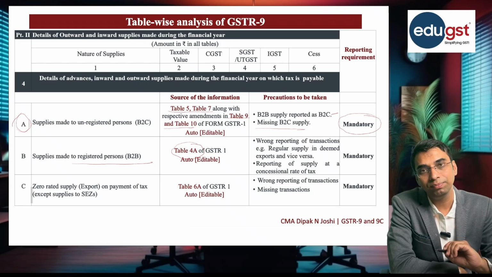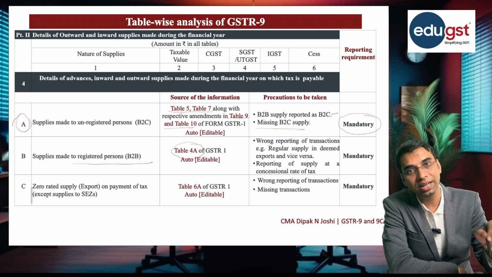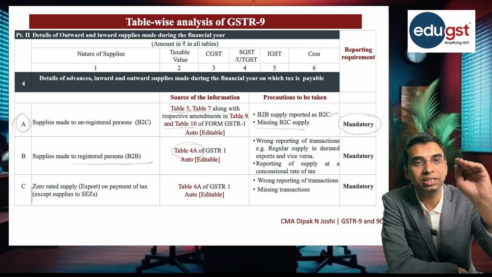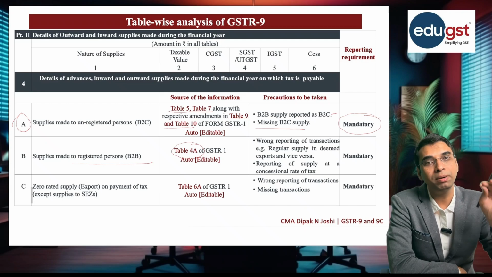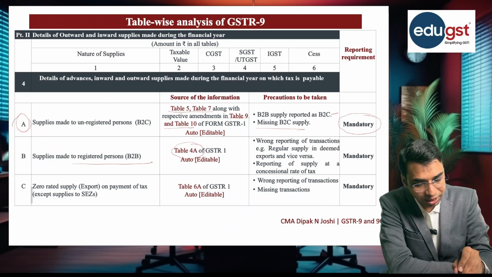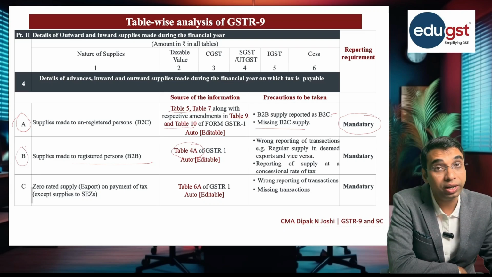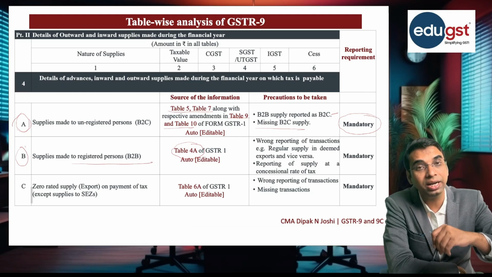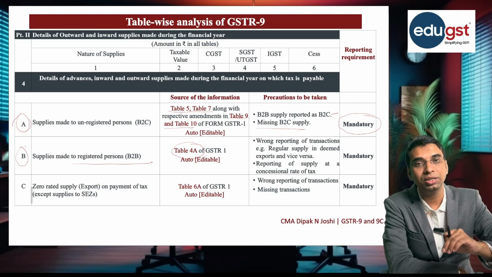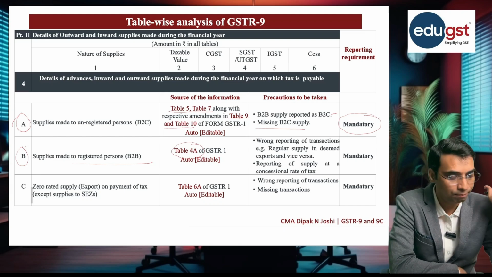Wrong reporting of transaction. Now many times we have seen that while furnishing details in table 4A, regular transactions, we put deemed export transactions. So while furnishing information in table 4B, if you have put any regular supply in deemed export, or deemed export in regular supply, then that reporting you can change, that reporting you can rectify while filing GSTR-9.